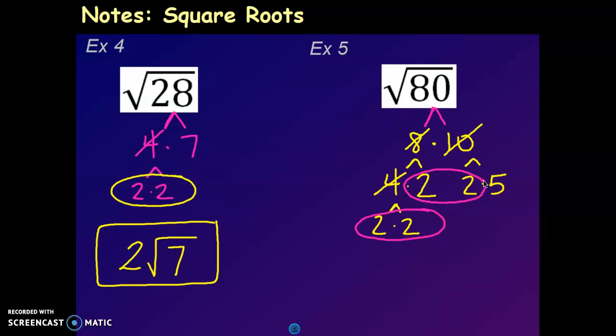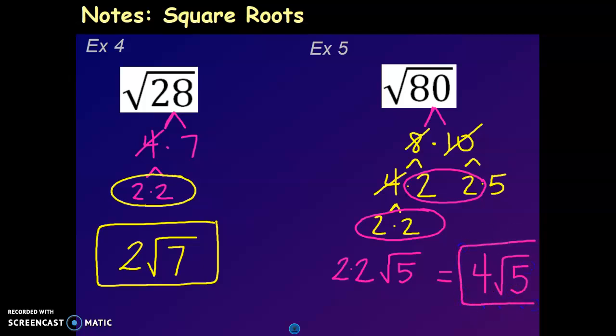So those are both going to go out of the square root. So we take a 2 out times another 2, and then we leave the spare 5 on the inside. So that would give us a final answer of 4 square root 5. So the 8, the 10, and the 4, cross those out because they broke down. We found 2 pairs of 2's, which gave us a 4 on the outside and our spare 5 on the inside. Again, multiple ways to do that problem, but hopefully we all ended up with the same answer.